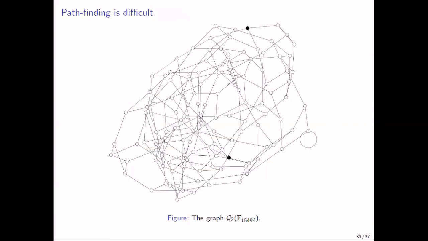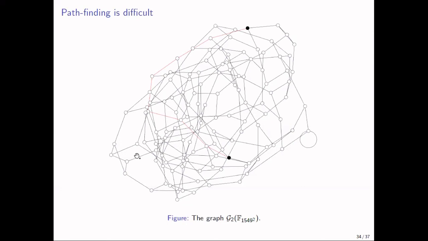You have a graph that looks something like this, and you just choose some 2 vertices in there, and your task is to find any path between these 2. Okay, so you get a moment to figure out the shortest path between these 2. Okay, no volunteers? Okay, so it's this path in red.